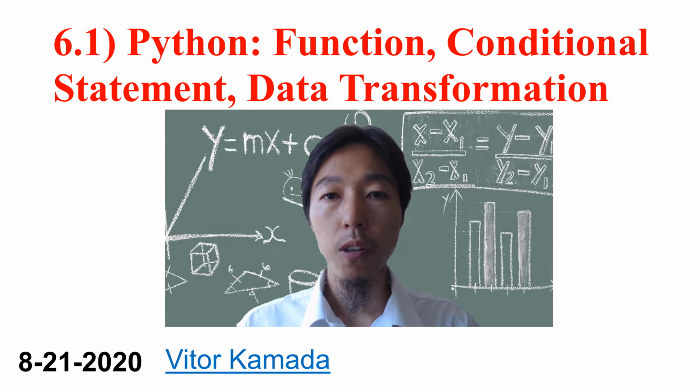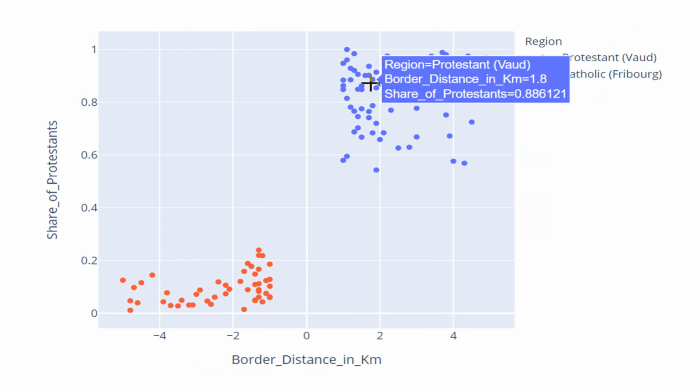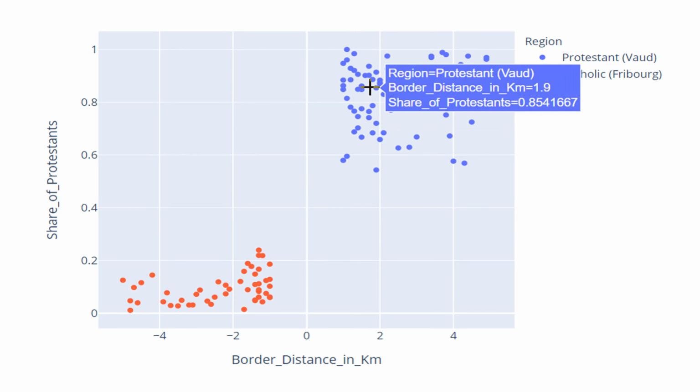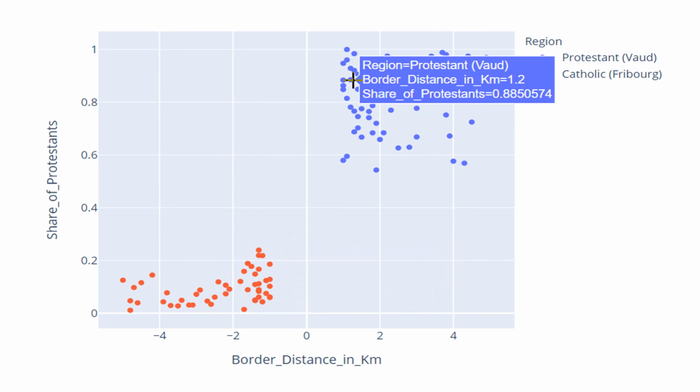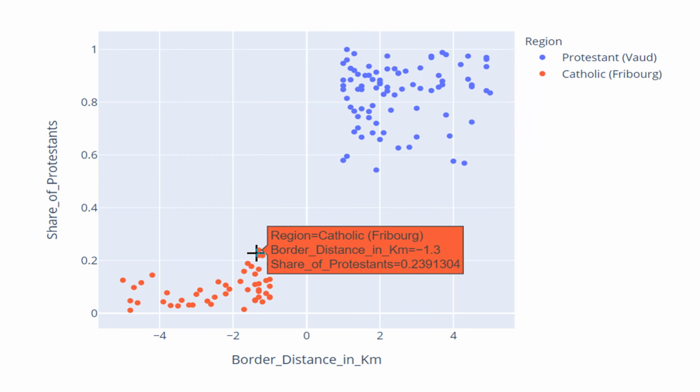In this video, you are going to learn how to create a function and use the conditional statement to transform the data. This graphic here is about the proportion of Protestants in Switzerland. We see here that we have 88% of Protestants in this municipality. And here, the red dot clusters are a historically Catholic neighborhood.